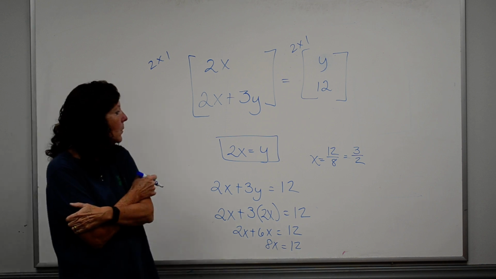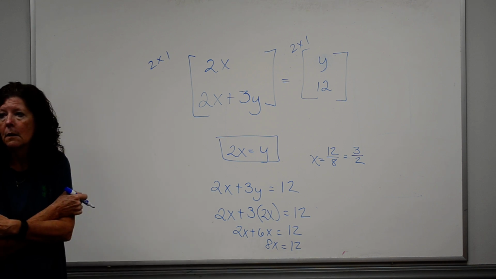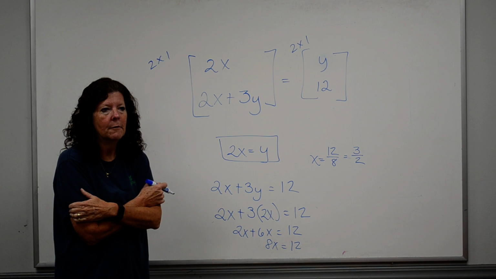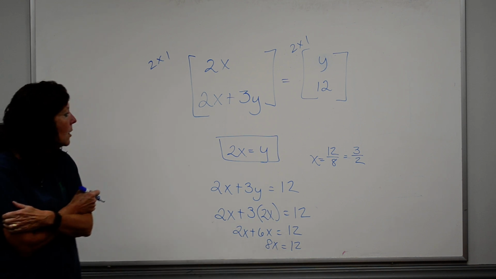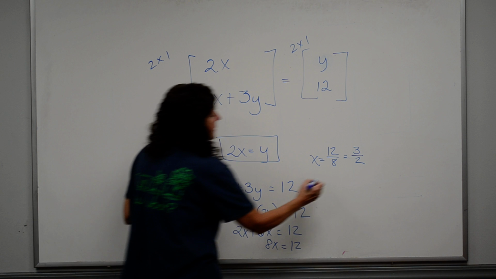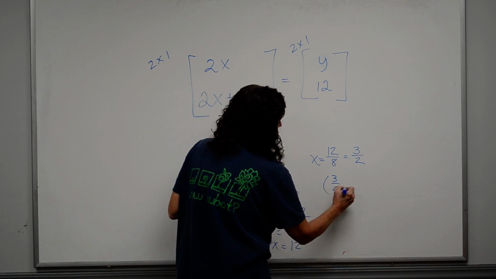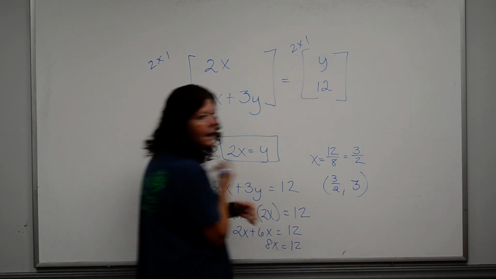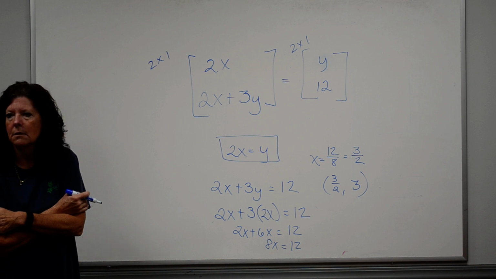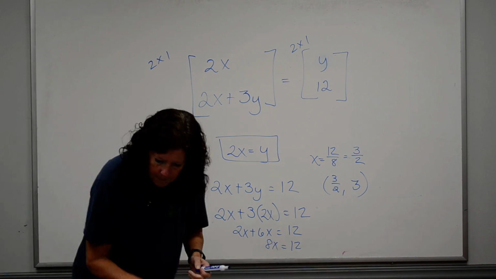How am I going to find my y value? Plug that x back in. Plug it back in right there. So therefore, I'm going to know that y is equal to 3. So this is a 3 over 2, 3 answer. Does that make sense? Okay.